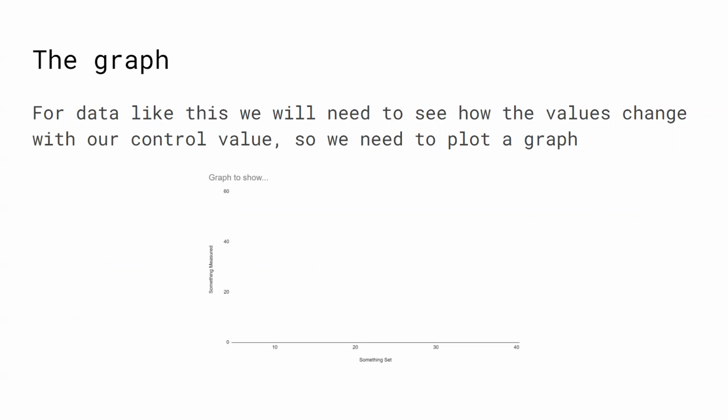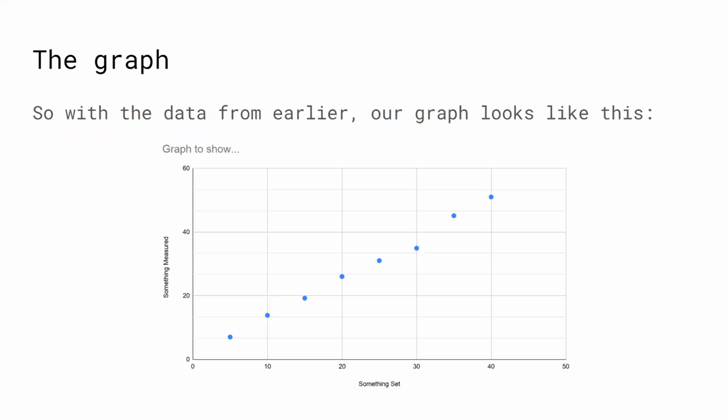So for data like this, we need to show how the values change with our control value. And when we draw a graph to show that, we need to have a certain setup. Our set control value needs to be set along the x-axis at the bottom, and our measured results need to be coming up along the y-axis on the left, or sometimes in the center. You should title your graph to show whatever it's showing, and then you just plot the points with an X or a dot to show where that data point lies. This will give us a scatter graph like this one here.